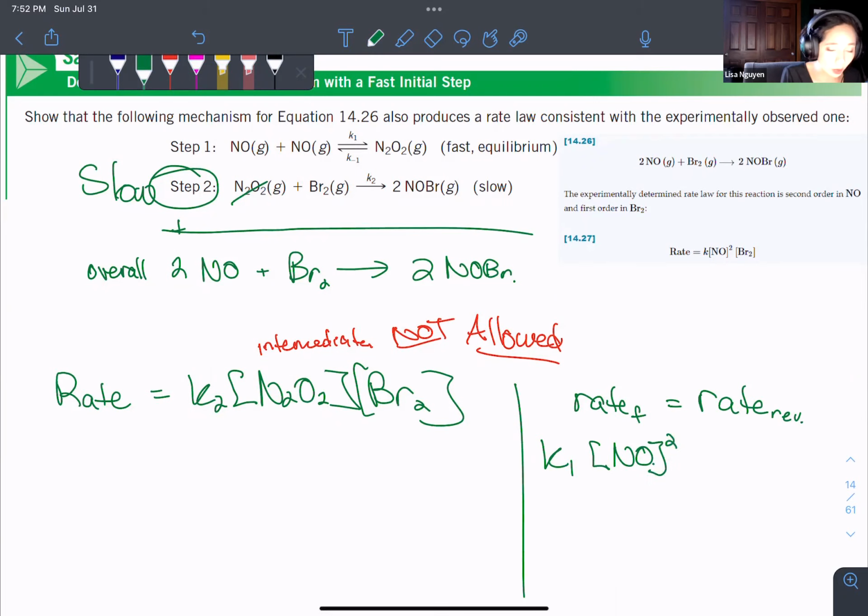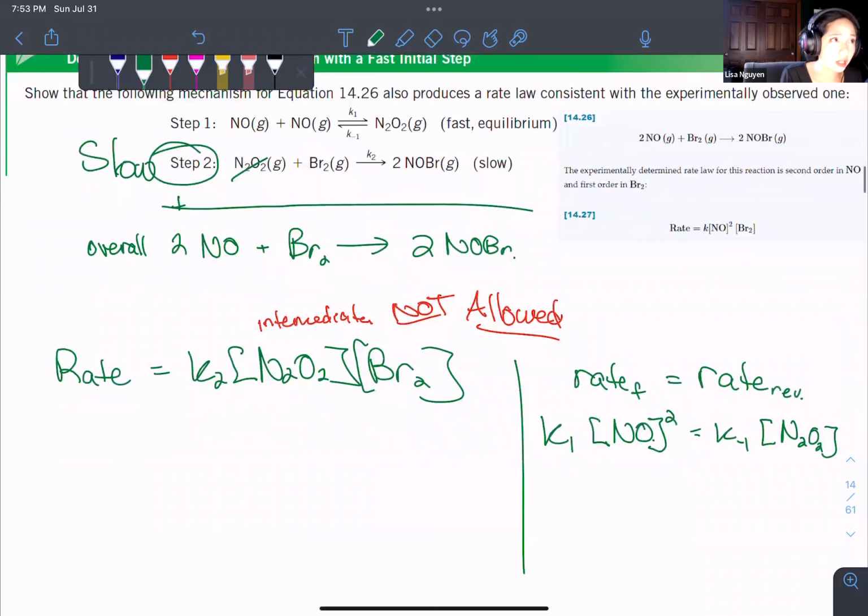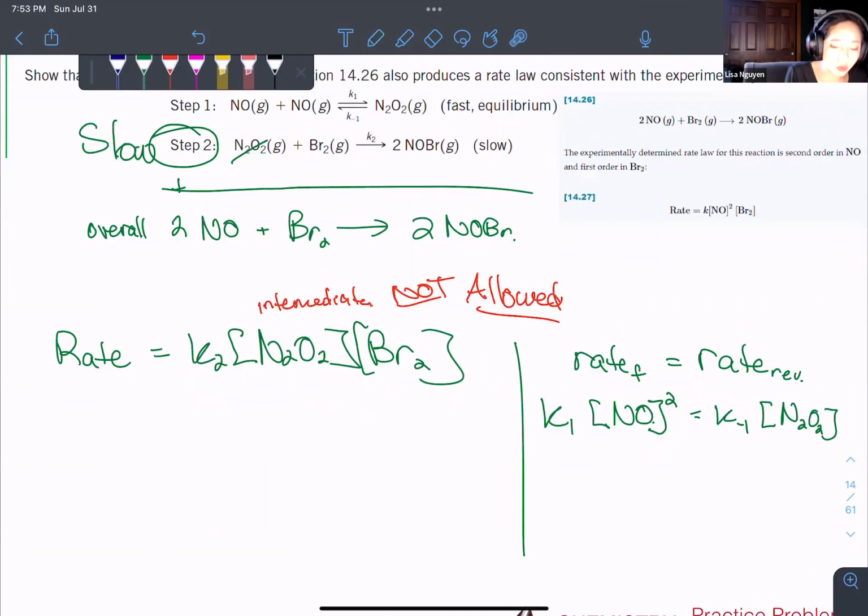So it's NO concentration squared, which equals the reverse rate, which is equal to the rate constant for the reverse reaction, which we call K-1, times the concentration of N2O2. That is the product, right? So it's the concentration of products that is dictating the reverse reaction, converting products to reactants.